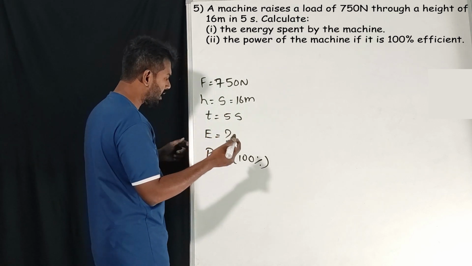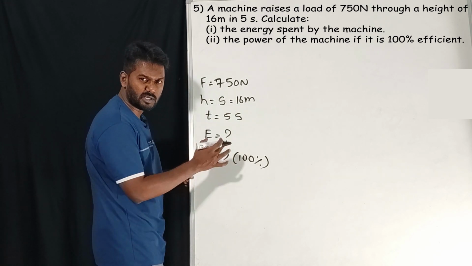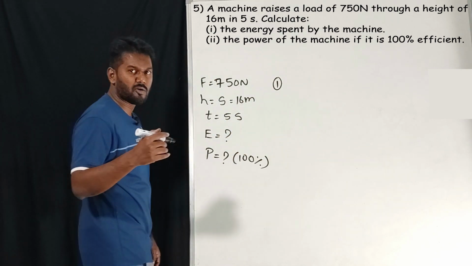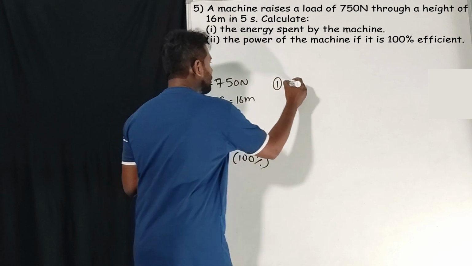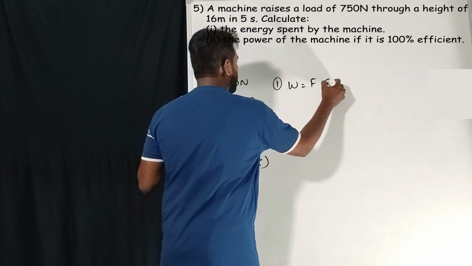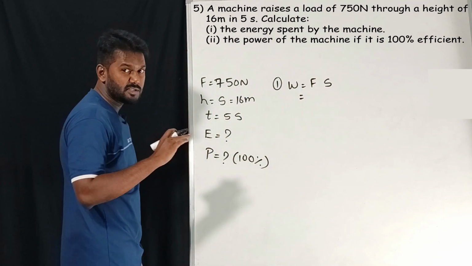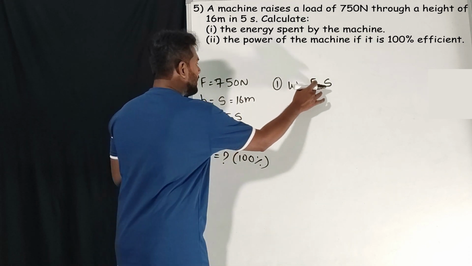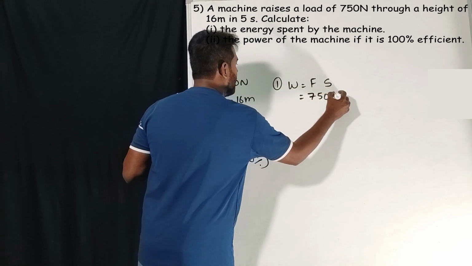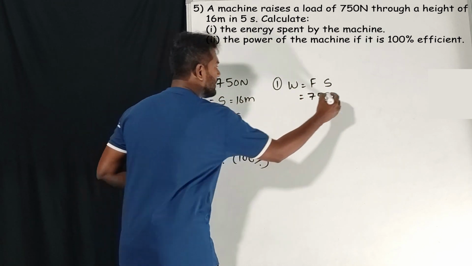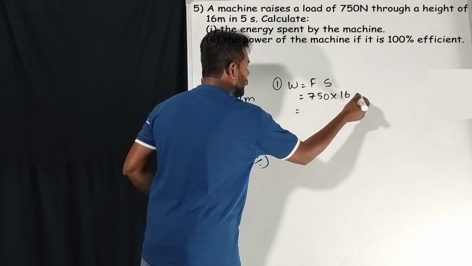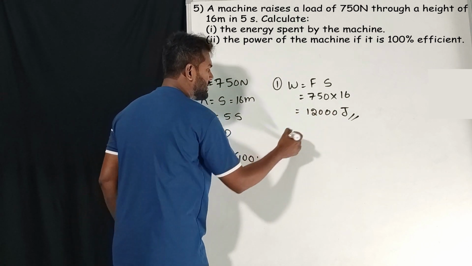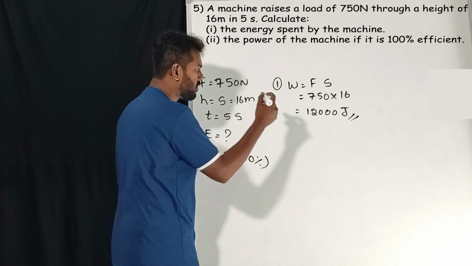Okay, now listen, first don't worry about this 100%. I will teach you one method. First we will find the energy spent by the machine or work done by the machine. Both are the same. W is equal to F into S, correct? Don't worry about cos theta because they are not talking about any angle or normal or perpendicular. So it is a direct question. F value is 750 into S. S is nothing but height, that is 16. So 750 into 16 is 12,000 joules. That's it. So the work done by the machine is 12,000 joules.